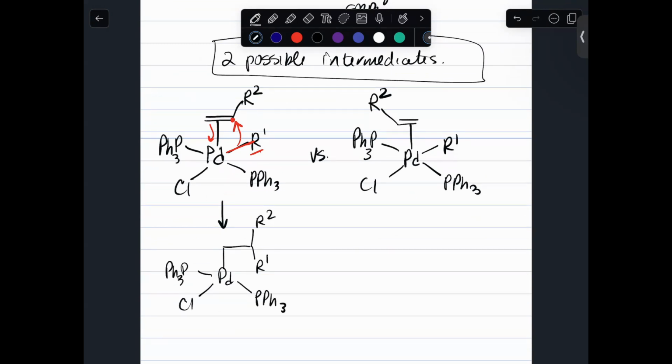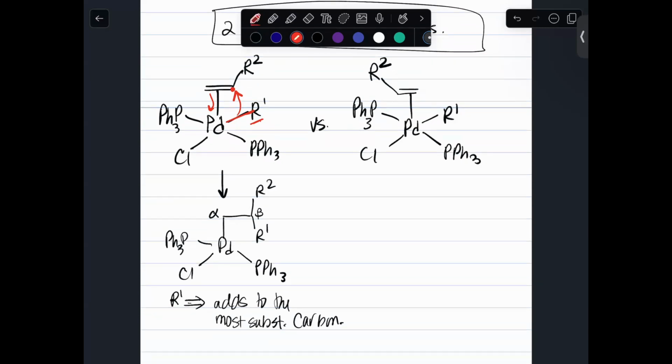Okay. Not surprisingly, this is still my alpha carbon and my beta carbon. But again, my R1 adds to the most substituted carbon. Okay.